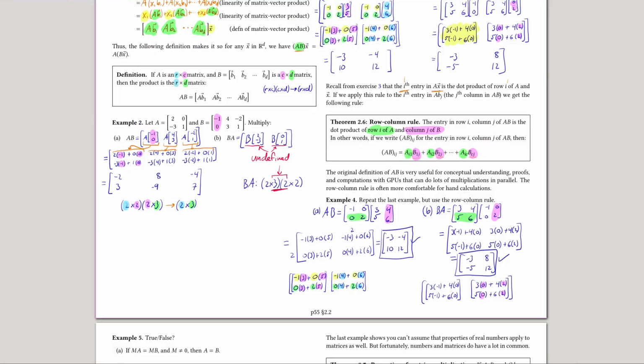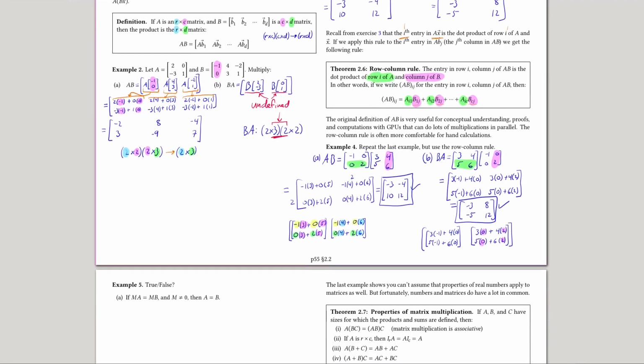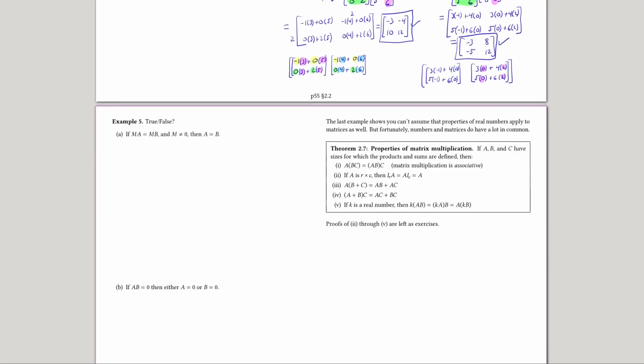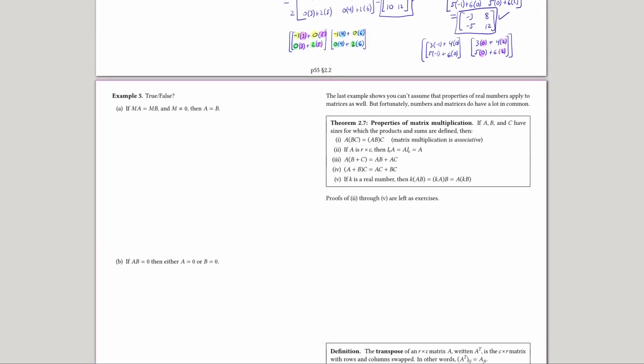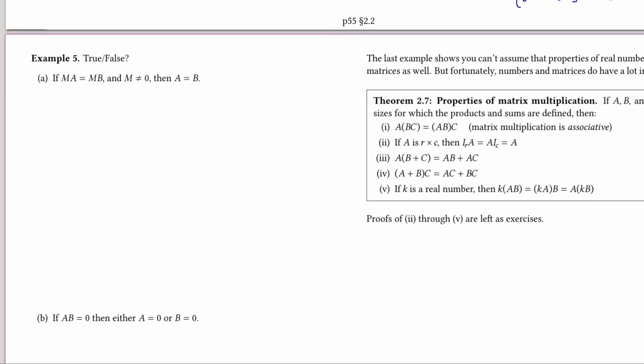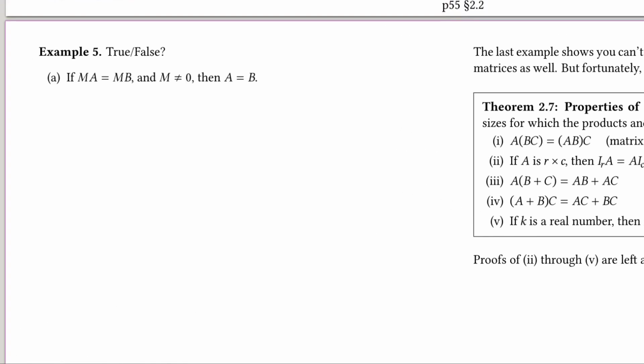All right, so let's do a bit more. I think this video we should get up through theorem 2.7 here. But let's look at example 5. Is this true or false? If m times A equals m times B, and m is not 0, then A equals B.